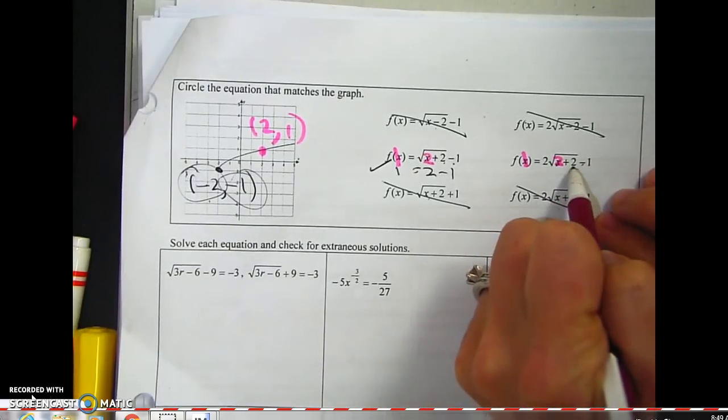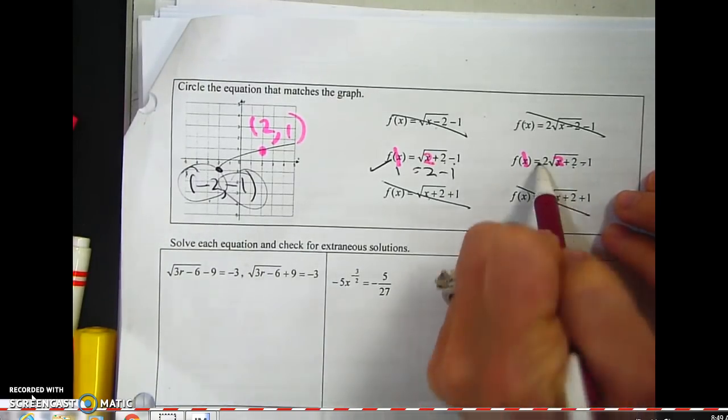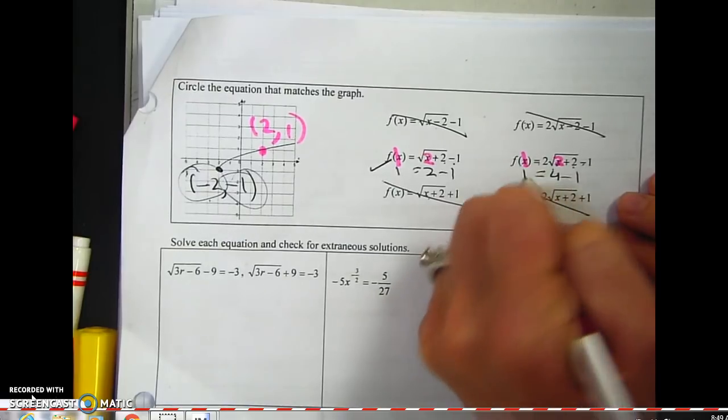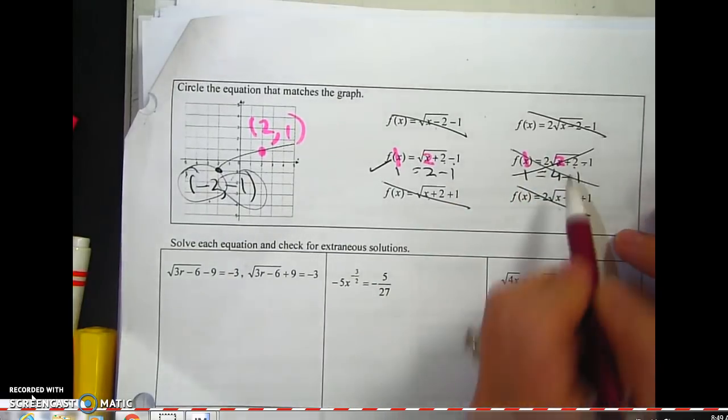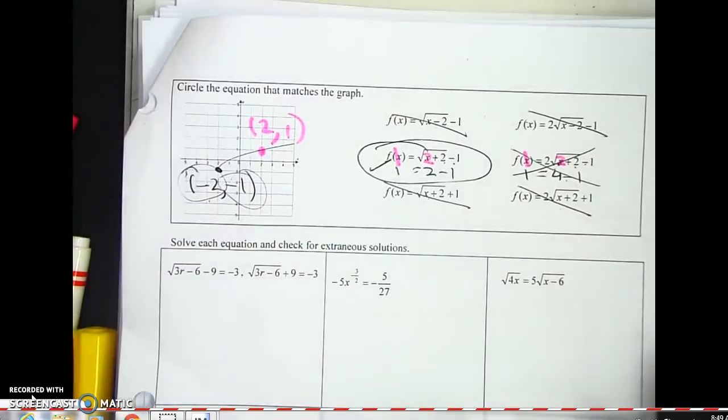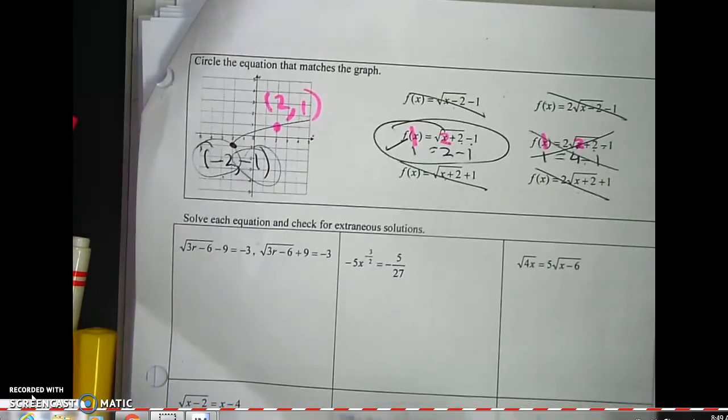But let me double check. 2 plus 2 is 4. The square root of 4 is 2. Times 2 is 4 minus 1. Does that equal 1? It does not. Notice how I'm showing my work. You got to show me work. I don't want to think that you're guessing.